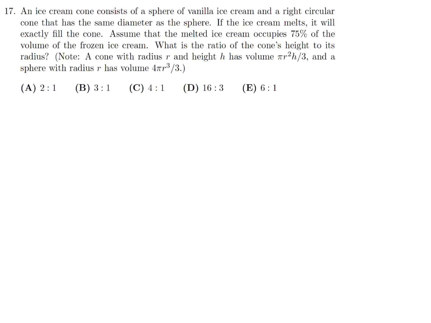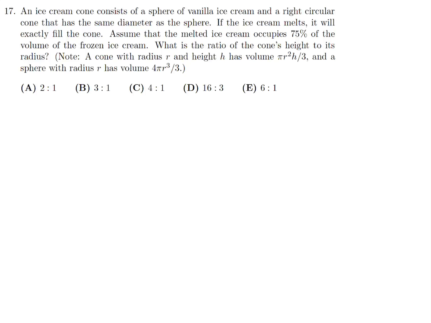An ice cream cone consists of a sphere of vanilla ice cream and a right circular cone that has the same diameter as the sphere. If the ice cream cone melts, it will exactly fill the cone. Assume that the melted ice cream occupies 75% of the volume of the frozen ice cream. What is the ratio of the cone's height to its radius? A cone with radius r and height h has the volume of pi r squared h over 3, and a sphere with radius r has volume 4 pi r cubed divided by 3.